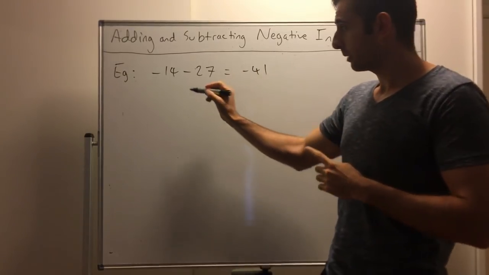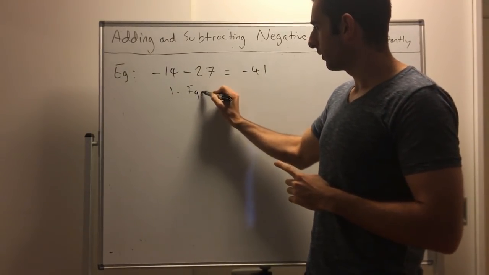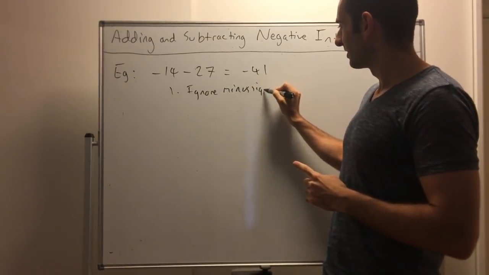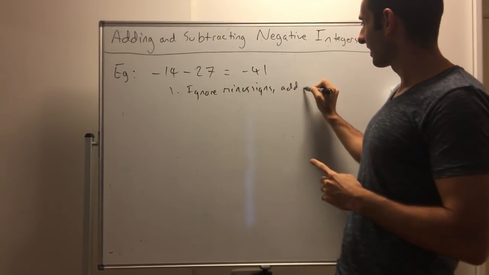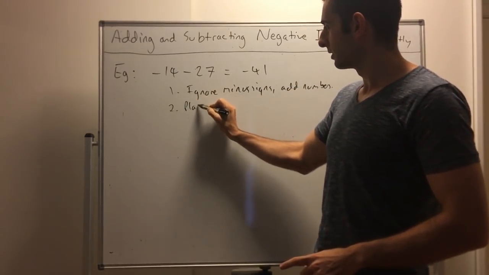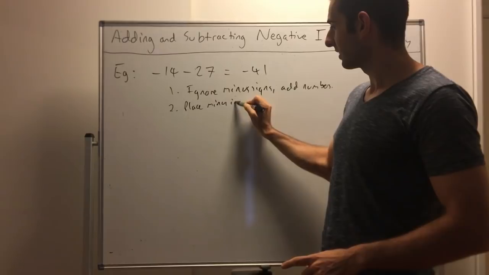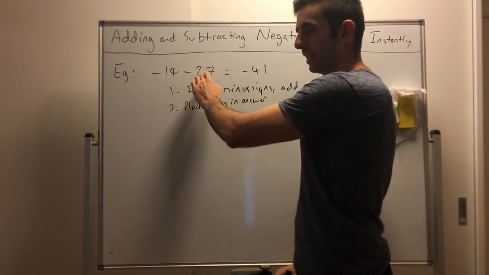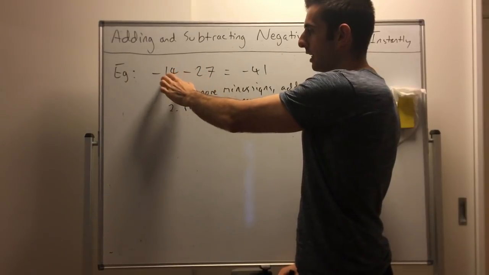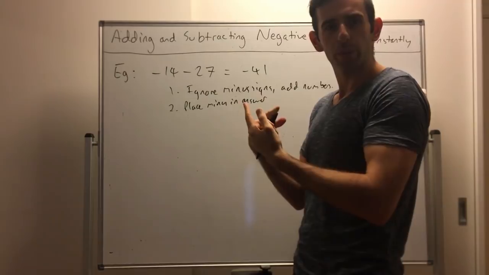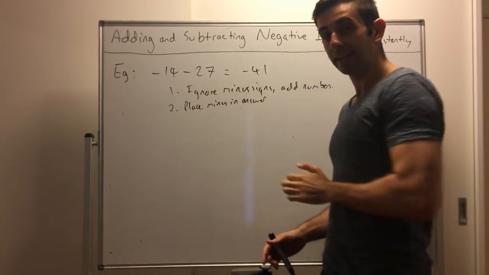But how do I do that so quick? Well, 1, you ignore the minuses and just add the numbers. And then all you're going to do is place a minus in the answer. So all I did here was, because I'm subtracting 2 negatives, I just ignored the minus and did 14 plus 27. That's easy, that's just 41, but because they're both minus, it has to be negative.